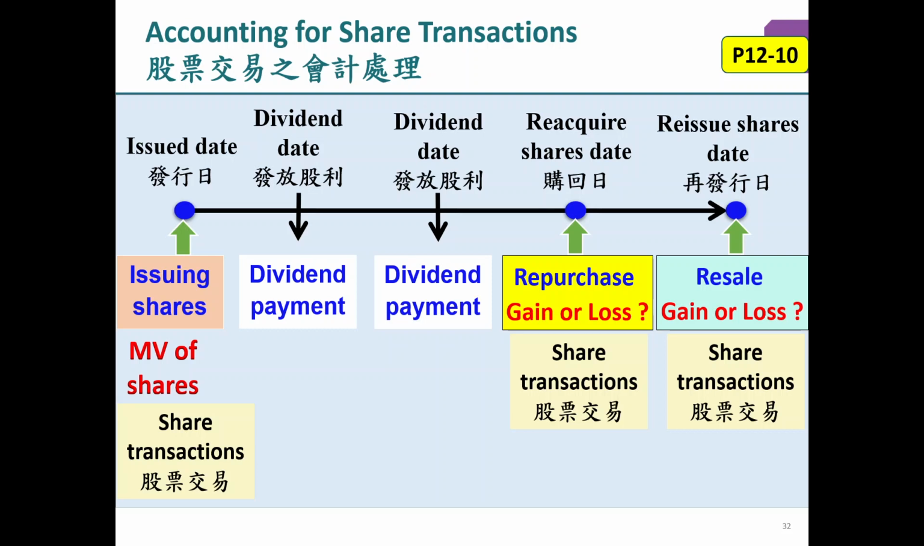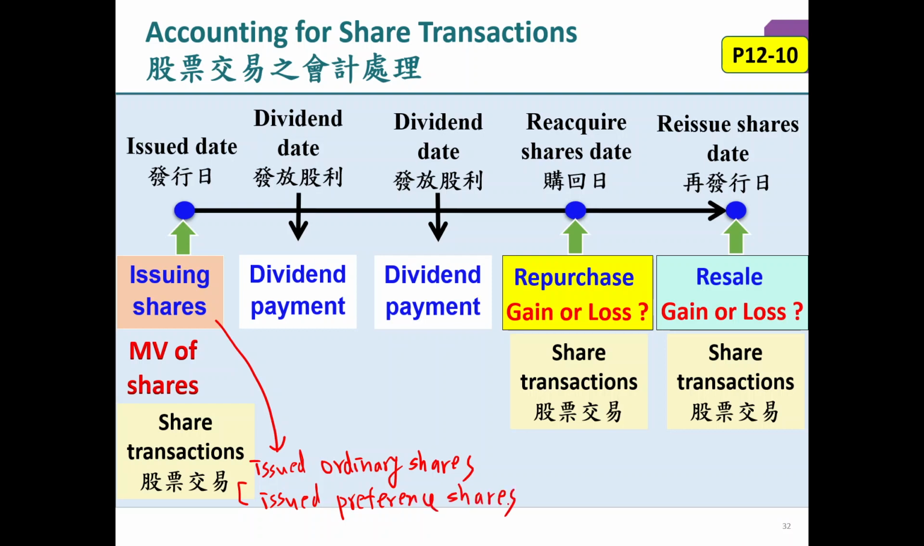When you issue shares, we have two kinds of shares, right? What are these two kinds? You could issue ordinary shares, 普通股, to get the cash from ordinary shareholders, 普通股股东, or you could issue preference shares, 特别股, to get the cash from preference shareholders. So you could issue either way.